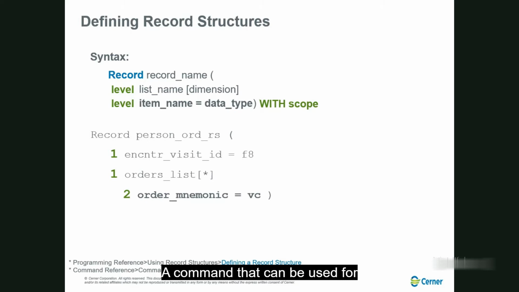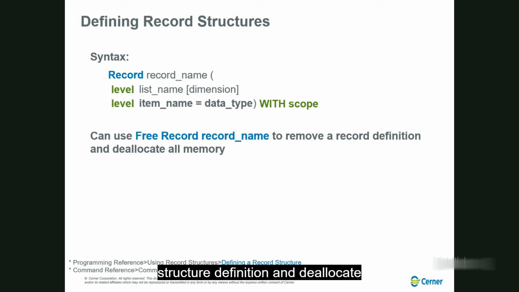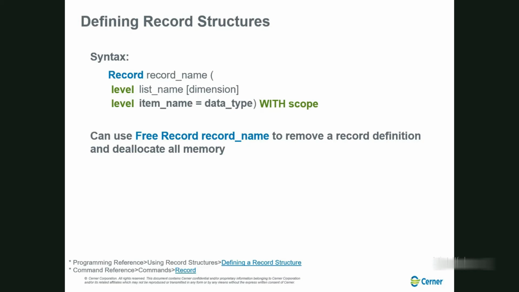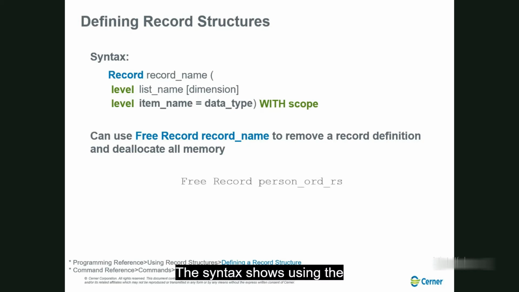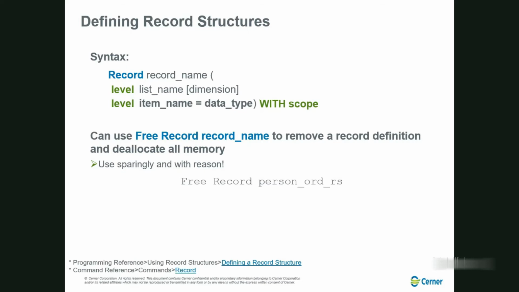A command that can be used for processing with record structures is the free record command. The free record command can be used to remove a record structure definition and deallocate all memory during a program's execution. The syntax shows using the free record and passing in the record name person ord RS. The free record command should be used sparingly and strategically only when it's needed.